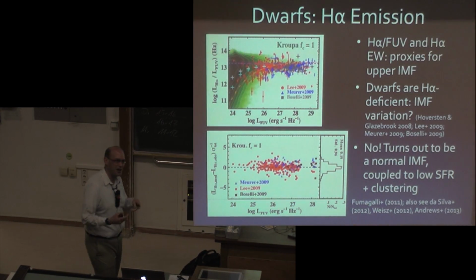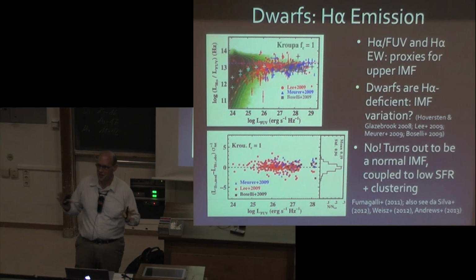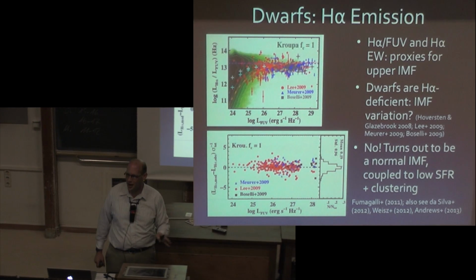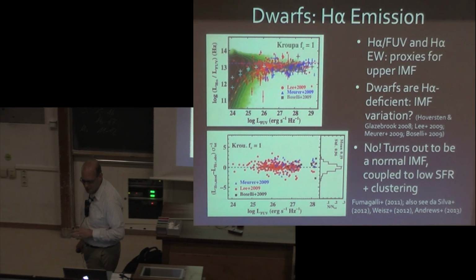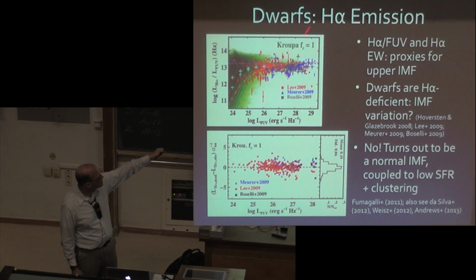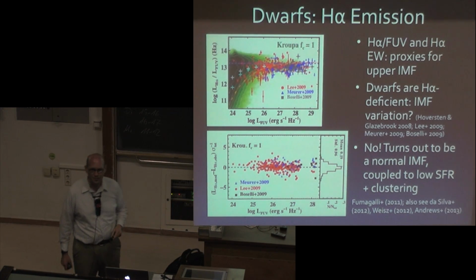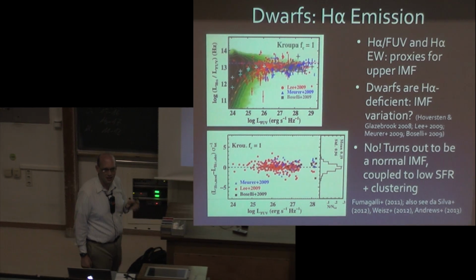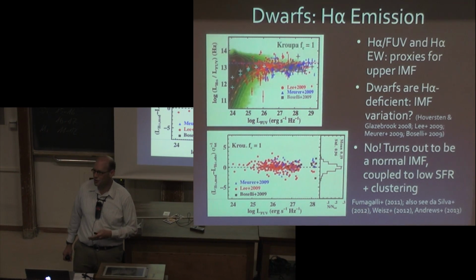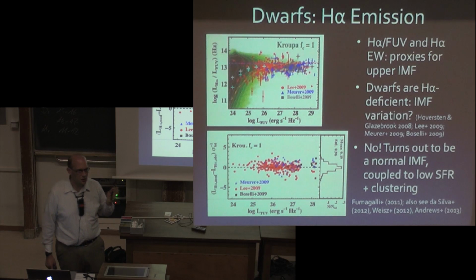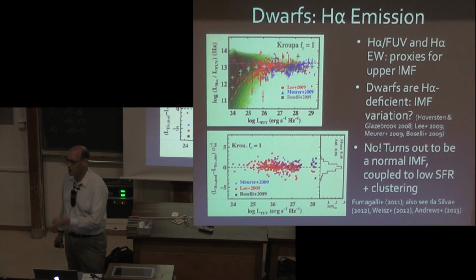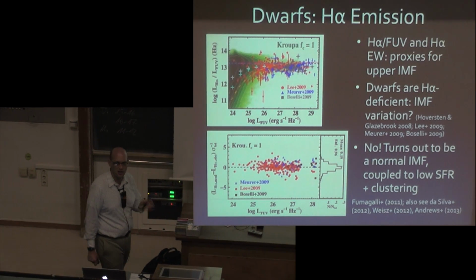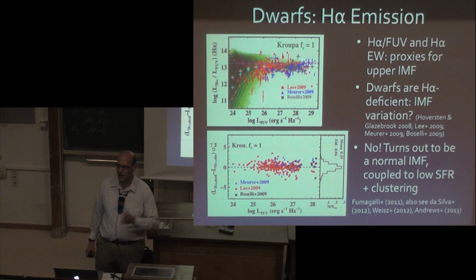Those of you who have been in this field might remember there was some excitement a few years ago with a claim that dwarf galaxies had a different IMF than the Milky Way. The basis for this claim was H-alpha emission. Let me explain how this argument works. H-alpha is produced when ionized hydrogen recombines. The rate of H-alpha production is proportional to the rate of ionizing photon injection, and ionizing photons are produced predominantly by the most massive hot stars.